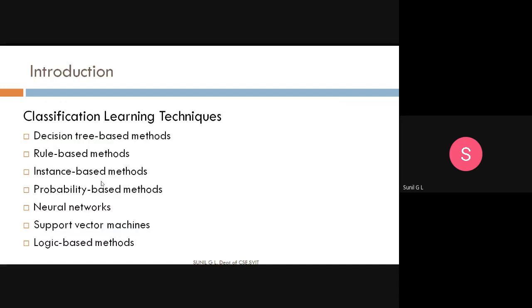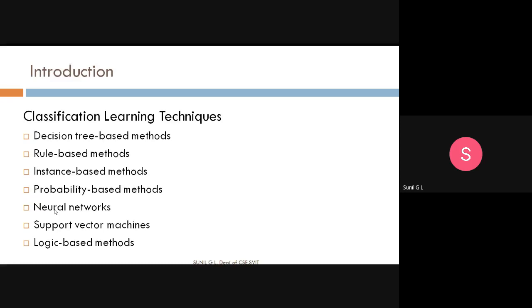Okay, so that one we will call an instance based method. When you come to probability based methods, in the classification techniques we are randomly selecting a choice. That one we will call probability based methods. Now when you come to neural network, we already know that a neural network has n number of neurons.